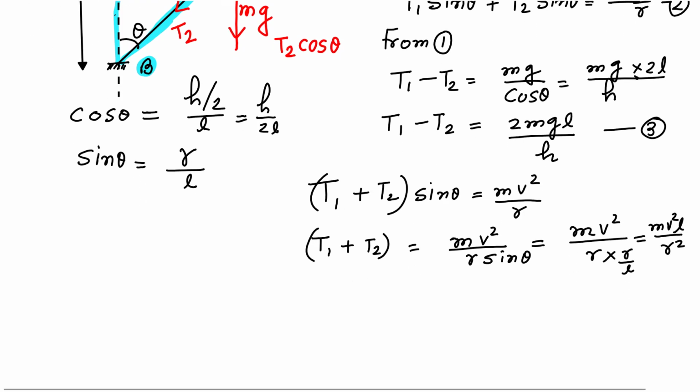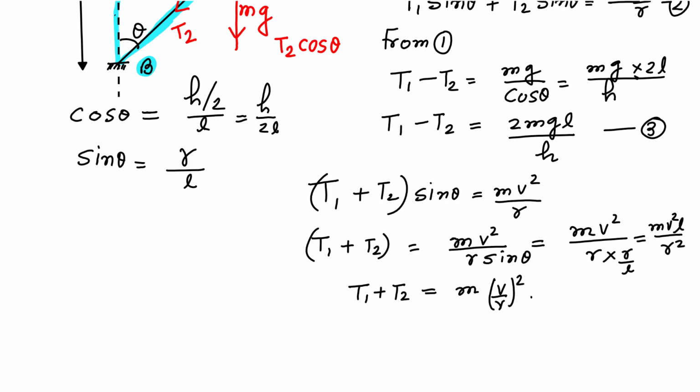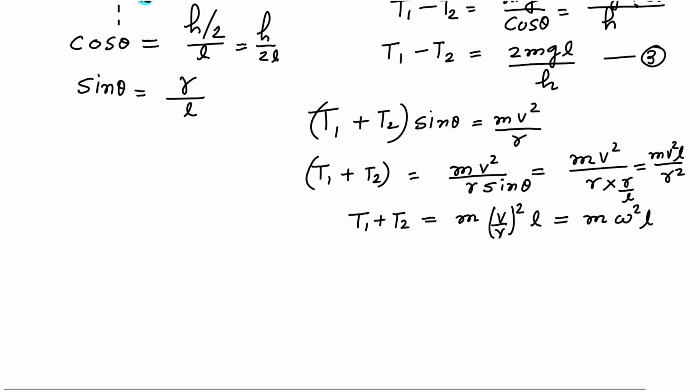Or we can write T1 plus T2 is equal to m (v by r) whole square l. And v by r is nothing but omega. So this is m omega square l. Let's call this equation 4. In fact, we can put the value of omega here.